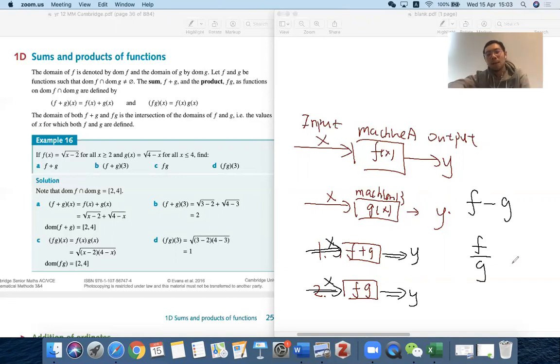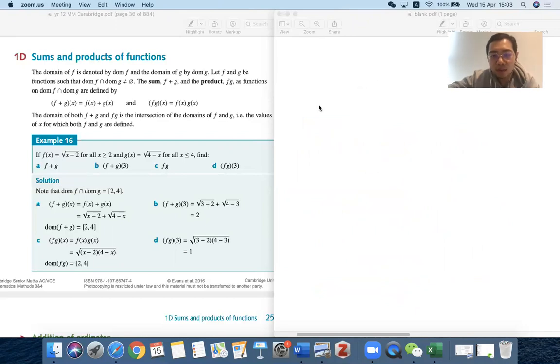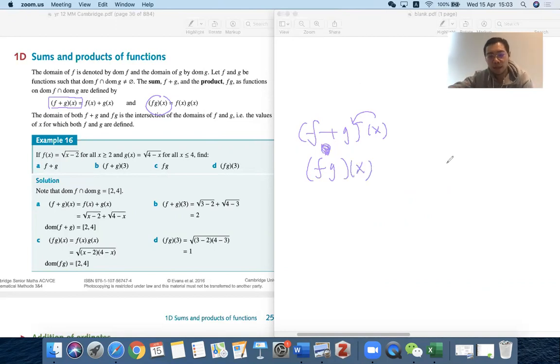Of course we can, but for this video and for our Math Methods course, we only cover the addition and product, which means multiplication. Okay, let's look at the example over here. Let me clarify some writing or notation. This one means f plus g, so (f plus g) with brackets and x following. And for f times g, we just get rid of the multiplication sign, so we don't write it, and just write x at the end.